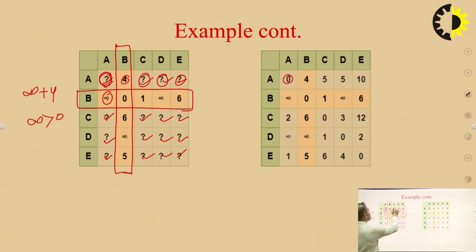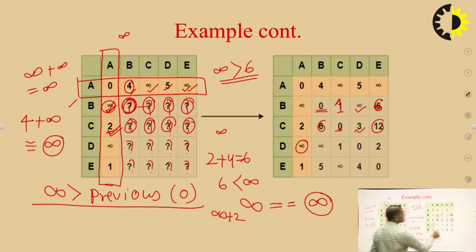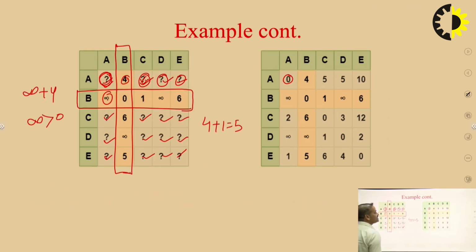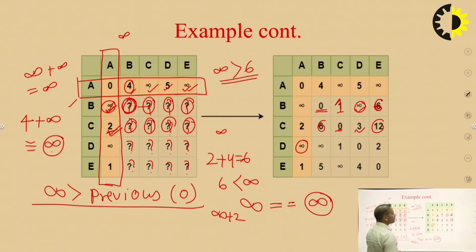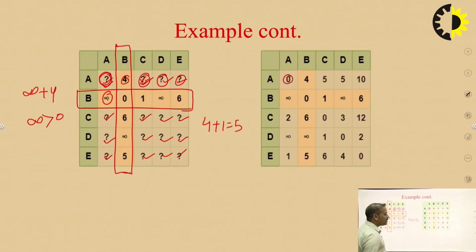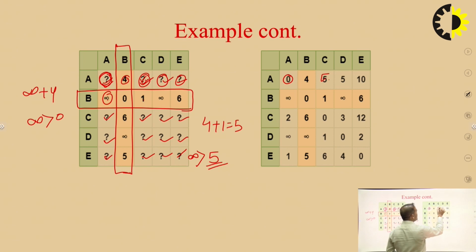Now we have to find the value of this node. This node value is 1 plus 4, that is 4 plus 1, which is 5, and the previous value of this node is infinity. Infinity is greater than 5, so we change the value and write 5 here.